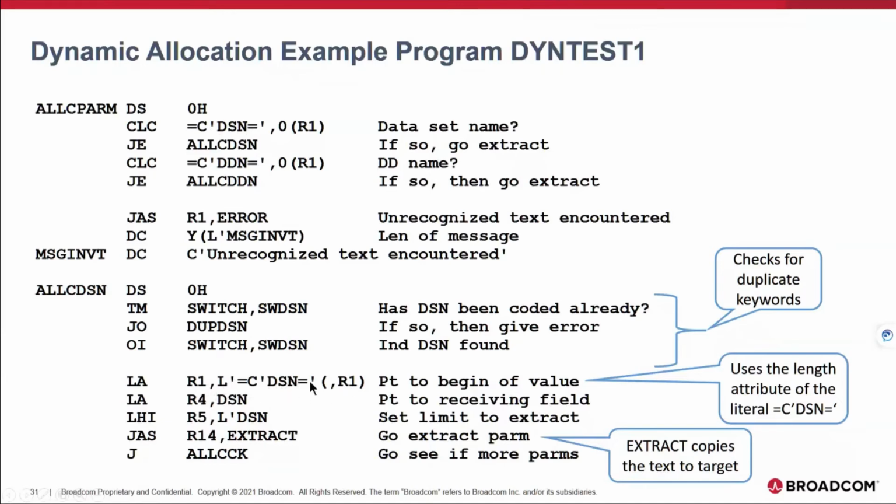So point past the DSN equals, and then we've got this subroutine that we're going to call, and we've got R1 pointing at the beginning of that dataset name. R2 has the number of bytes left on the control statement. And he points R4 and 5. 4 is the dataset name target that we're trying to go to, and 5 is the length of that area, and he calls the extract routine. And then he goes to this alloc check to see if there's any more parms.